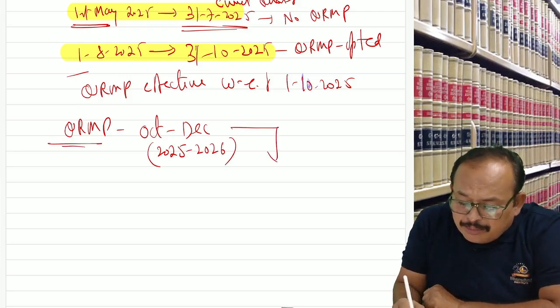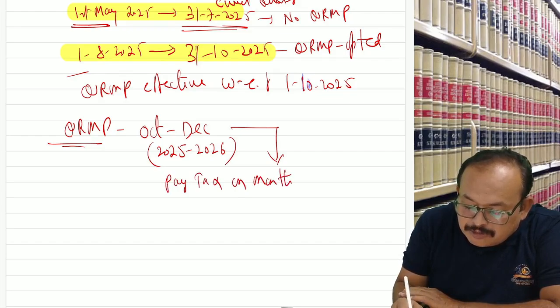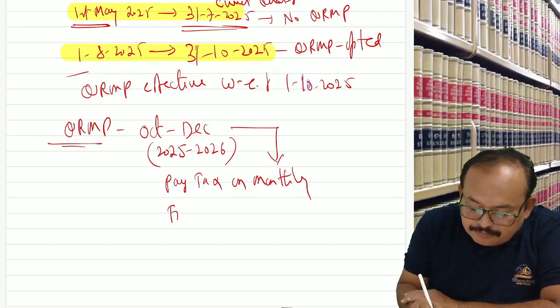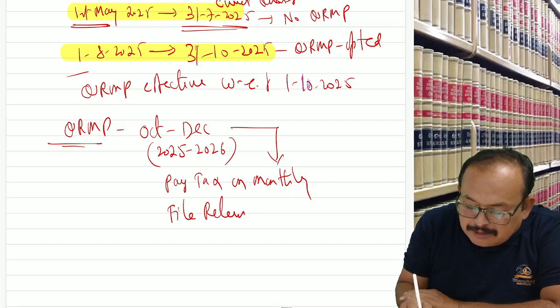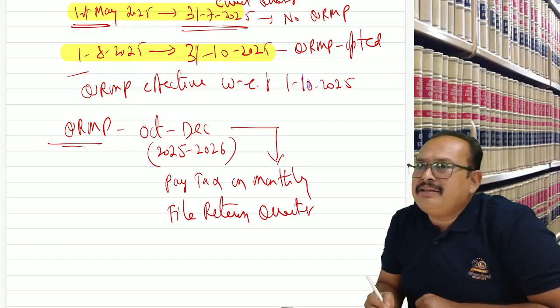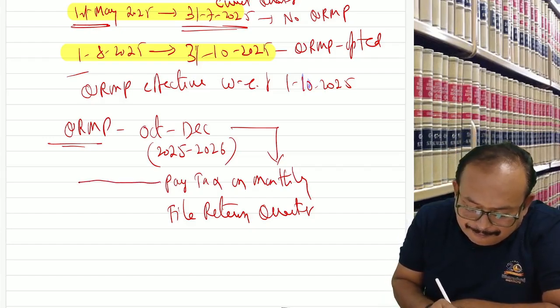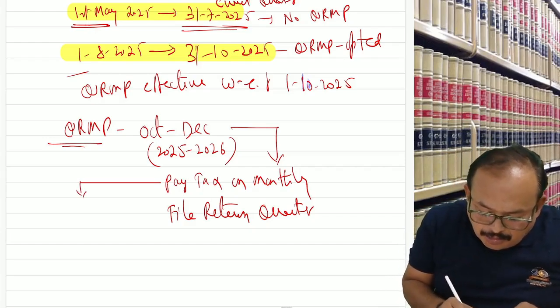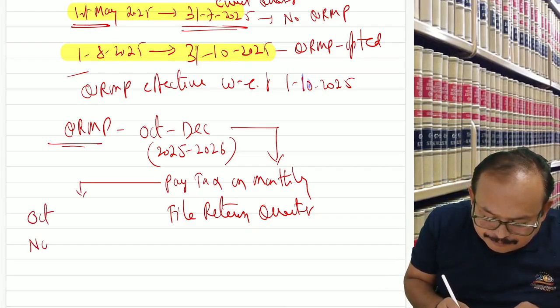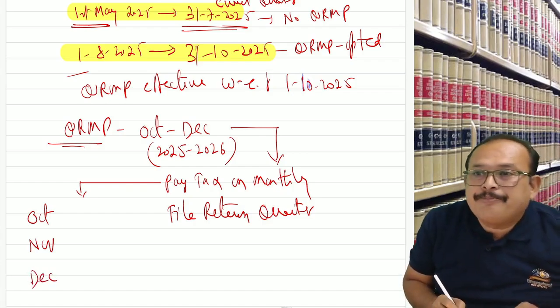Now, under the QRMP, I have to pay tax monthly and file the return quarterly. Pay the tax monthly, file the return quarterly. Now, pay the tax monthly means how many months are there? October, November, December. So many months are there.